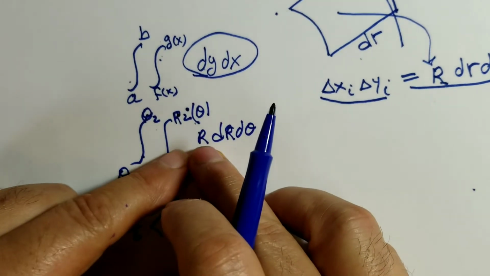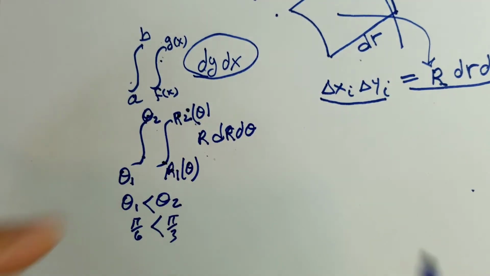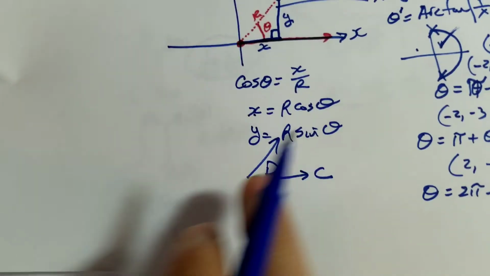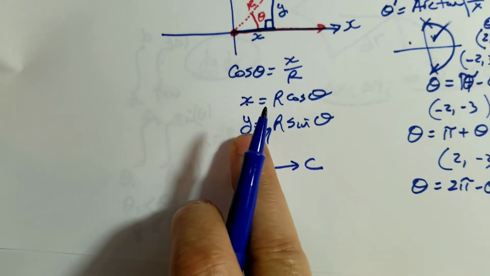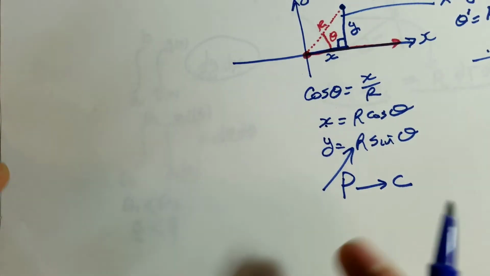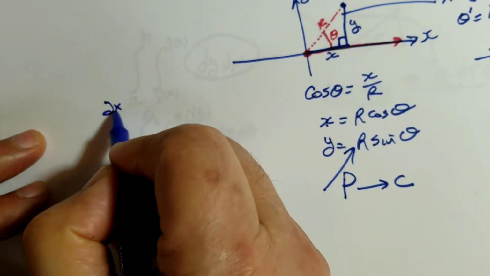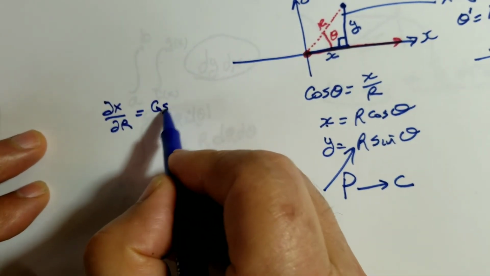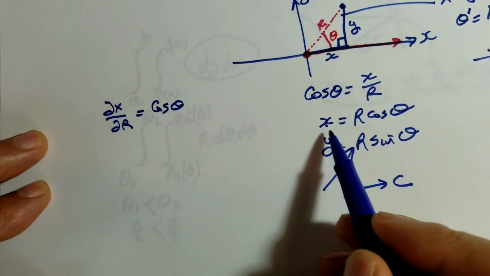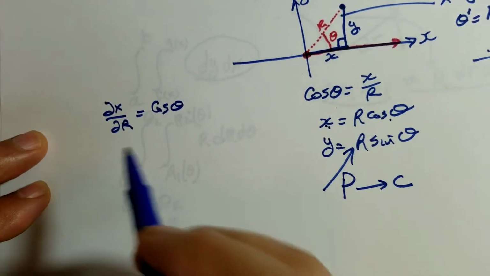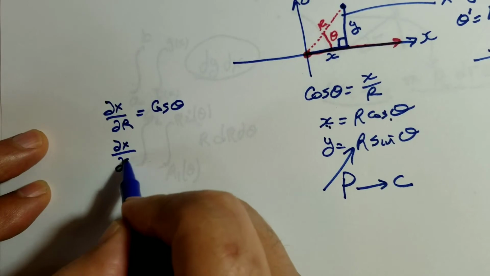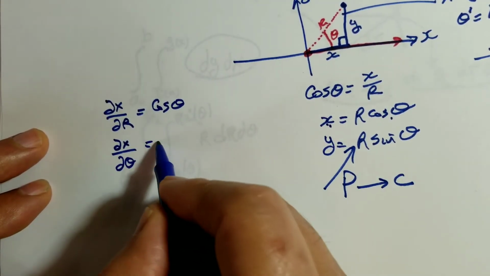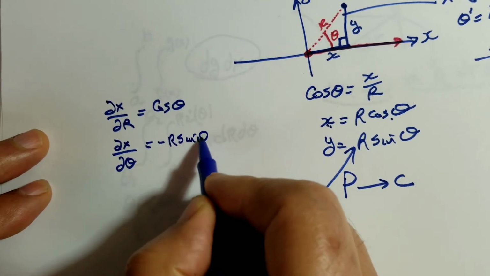Then somebody asked how this r was resurrected right here. Remember, we said a few minutes ago that x is equal to r cosine theta and y is equal to r sine theta. Then what is the partial derivative of x with respect to r? With respect to r, it is cosine theta. What is the partial derivative of x with respect to theta? The partial derivative of x with respect to theta is negative sine theta times r, negative r sine theta.